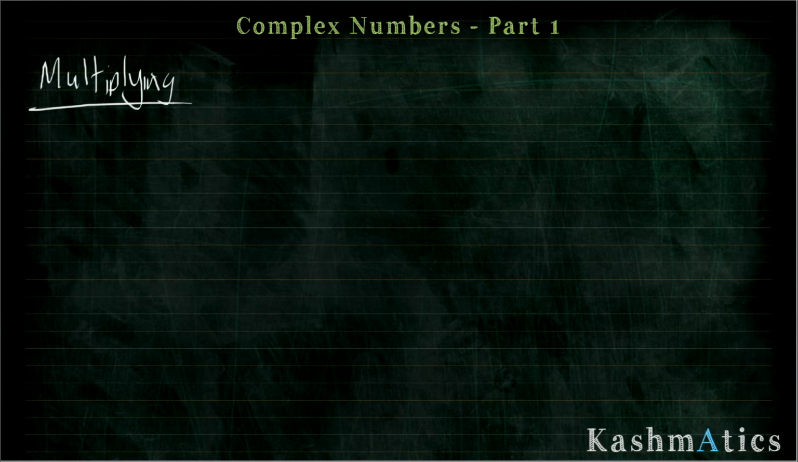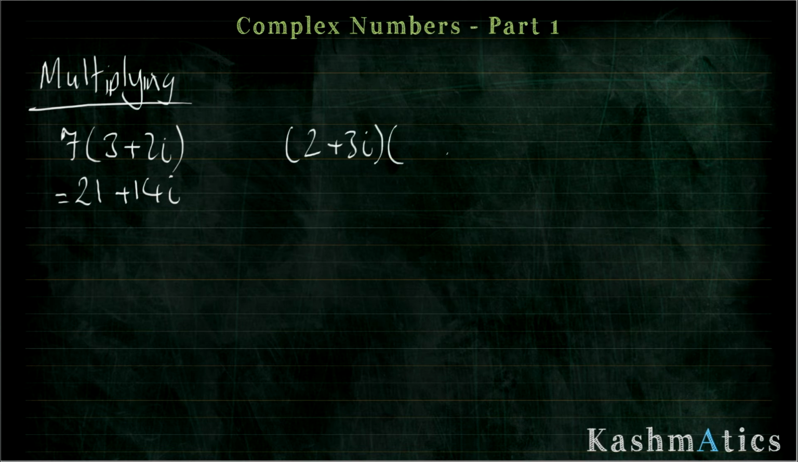And multiplying is also fairly straightforward. Well, at least the first part of this is. If I had something like 7 multiplied by 3 add 2i, it is literally just a case of expanding the brackets. That's all there is. So 21 plus 14i. I'm not even going to do another one of those because that's quite straightforward. But let's say we had something like this. We're going to put something in double brackets this time. So 2 plus 3i multiplied by 5 add 2i.